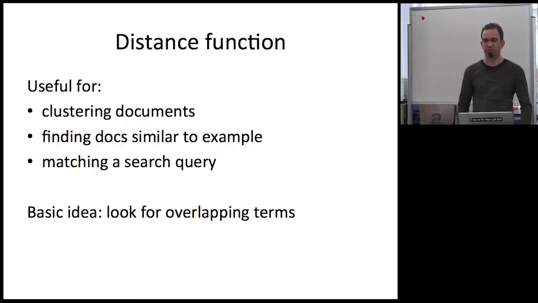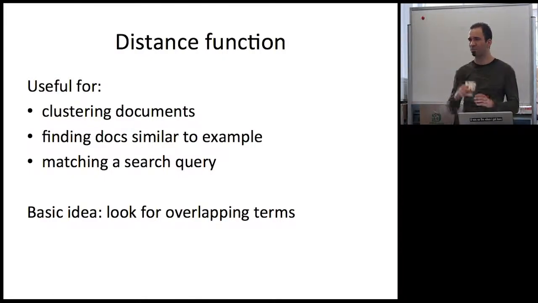So distance function. I've got two vectors of word counts. And I want to know how similar the documents are. How do I do it? What's the distance function? Somebody make one up.